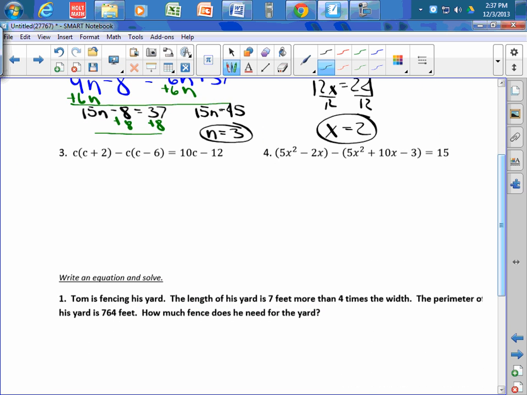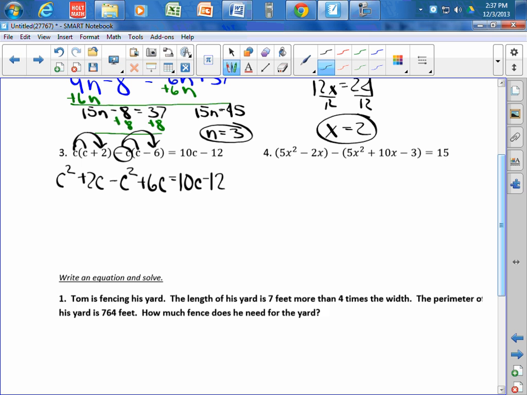In number 3, c times c, c squared. C times 2 plus 2c. This is a negative 1c times c, negative 1c squared. Negative 1c times negative 6 is positive 6c, equals 10c minus 12. Get the c squareds together first. Combine like terms on the left side. Write the left side in what we call descending powers. Get all of your like terms together. Well, c squared minus c squared cancels, and you have 2c plus 6c is 8c is equal to 10c minus 12.